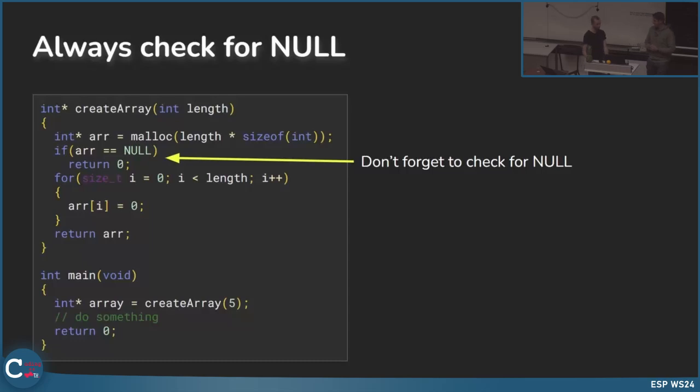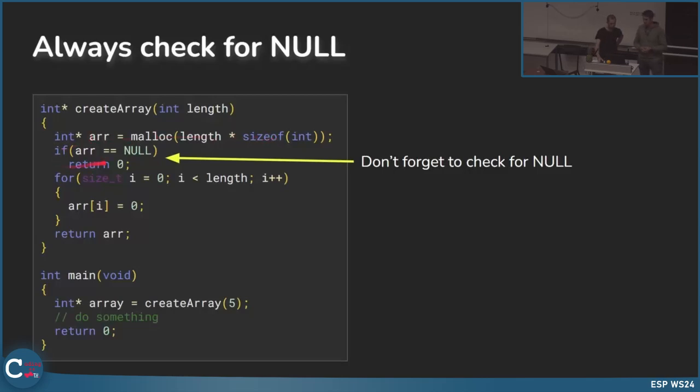Very, very important: always check if malloc returns null. As soon as this line is written here, you are getting some memory, in this case the length, whatever the length is depending on the parameter of the function call, times size of int. Size of int is 4. Let's say I want to create an array of 5 integers, so I call this function with 5. So I create here a memory location of 5 times 4, which is 20.